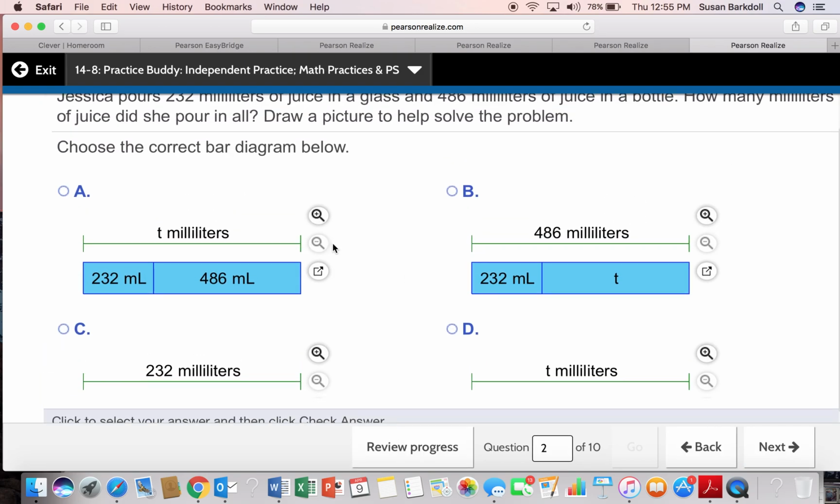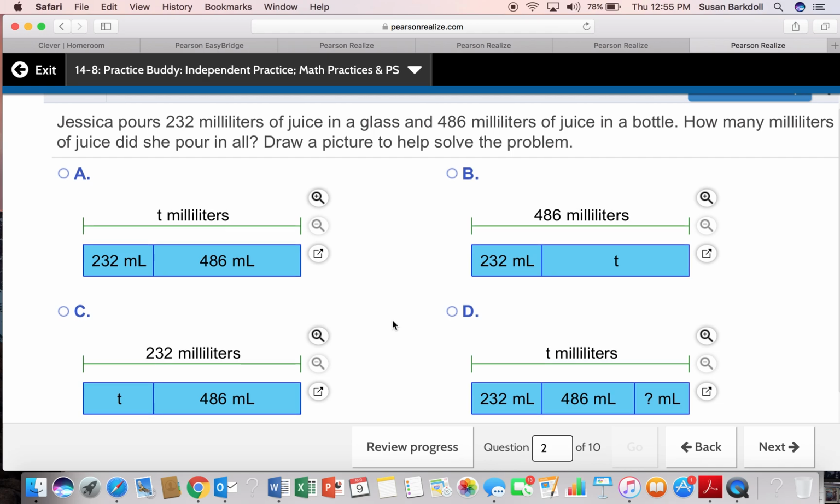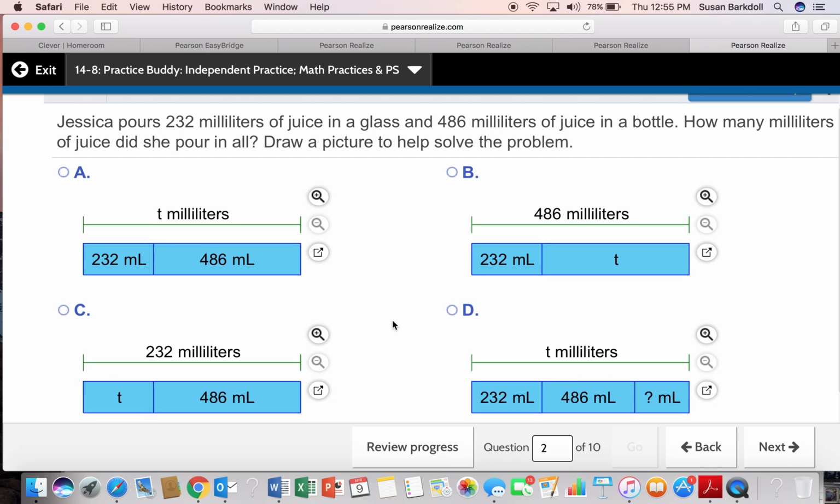These bar diagrams. Jessica pours 232 milliliters of juice into a glass and 486 into a bottle. How many milliliters did she pour in all? Okay, so when we want the total, the number is going to be at the top. So I just look at that and I say, well, B is wrong and C is wrong because that is not where the total number should be. So now I'm going to focus on the only possible answers, A or D.